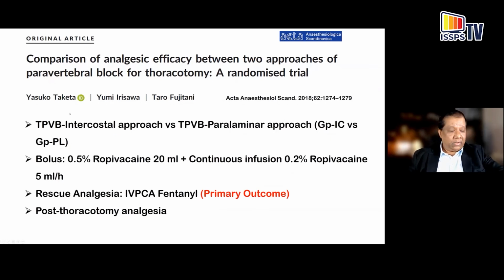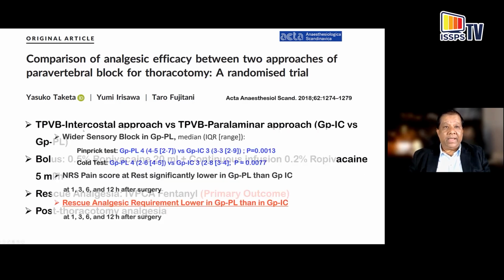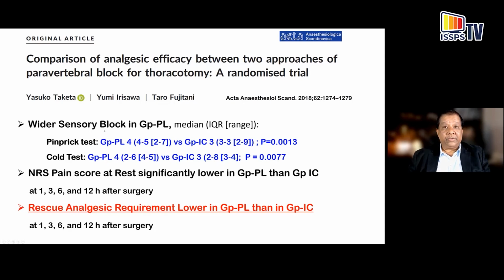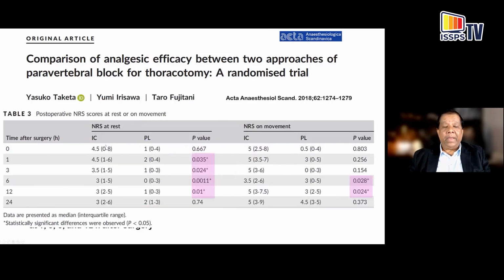Coming back for the last part is the paravertebral block with the Takeda approach, which is the paralaminar approach. They compared intercostal with the paralaminar approach, where they looked at IV PCA fentanyl consumption as their primary outcome in patients who underwent post-thoracotomy analgesia. They found that the paralaminar approach produces greater sensory blockade compared to the lateral approach, whether you test it with pinprick or cold test. The pain scores at rest and movement in the first 24 hours were significantly lower in the paralaminar group as compared to the intercostal group.